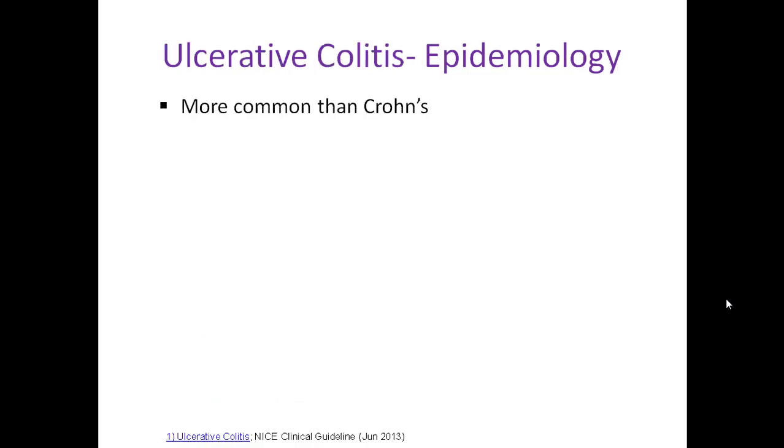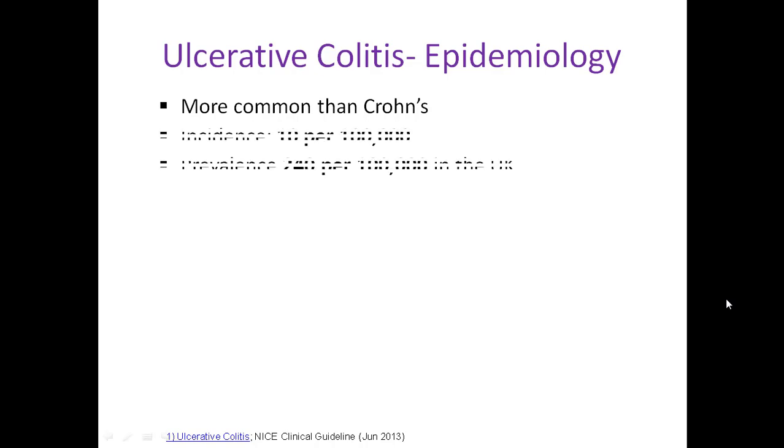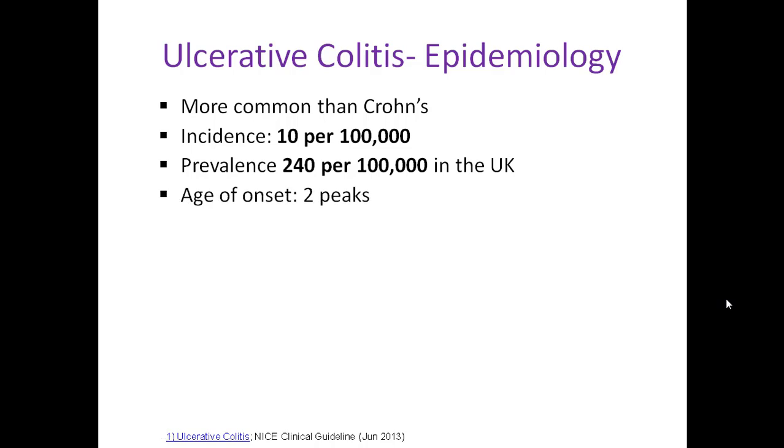UC is more common than Crohn's, with an incidence of about 10 per 100,000. Again, it has a bimodal peak age of onset, from 15 to 25 years, and slightly younger, from 55 to 65 years of age.